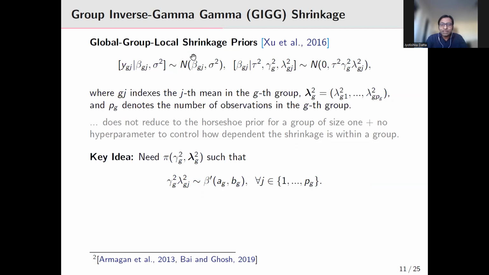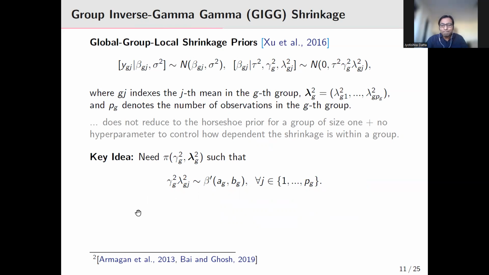What they do there is simply put another index for every group. So you have a normal beta_gj. So this is the simplest version. y_gj is the j-th mean in the g-th group. It follows a normal with mean beta_gj, which has a normal scale mixture, but the scale mixture will have a gamma_g and a lambda_gj. There are two problems with this construction. The first is that it does not reduce to the horseshoe prior for group size 1, so it's not a generalization. The second is more serious: there is no hyperparameter to control how dependent the shrinkage is within a group. So we need separate parameters to control within shrinkage and between shrinkage.